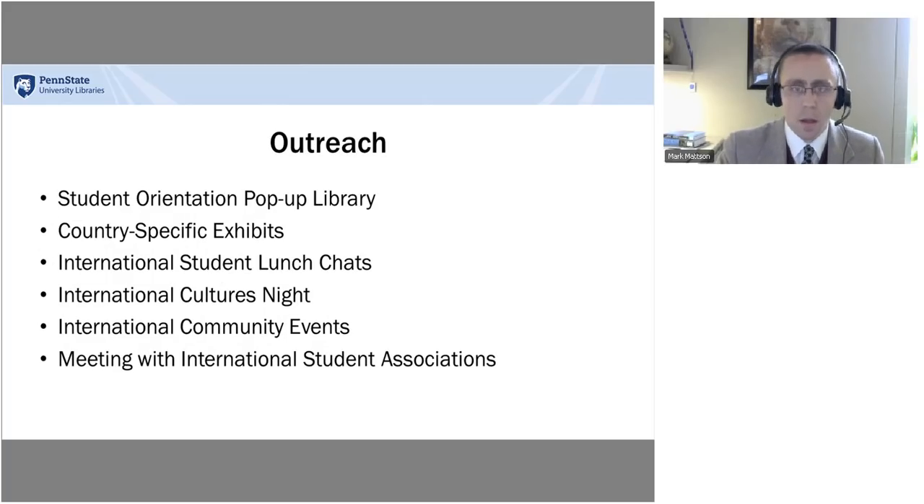So some of the outreach things that we do here at Penn State are student orientations. We're present at those, we present at them, and we also last year put up here at University Park a pop-up library as a part of the resource fair that international students had as part of their orientation, where they could check out materials. We also brought in one of the 3D printers, and we're printing out little giveaways and trying to get students to understand what we offer in the libraries.